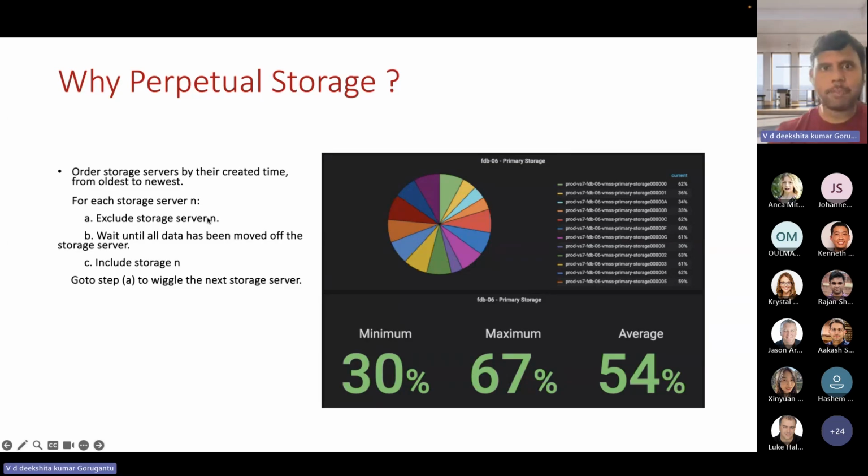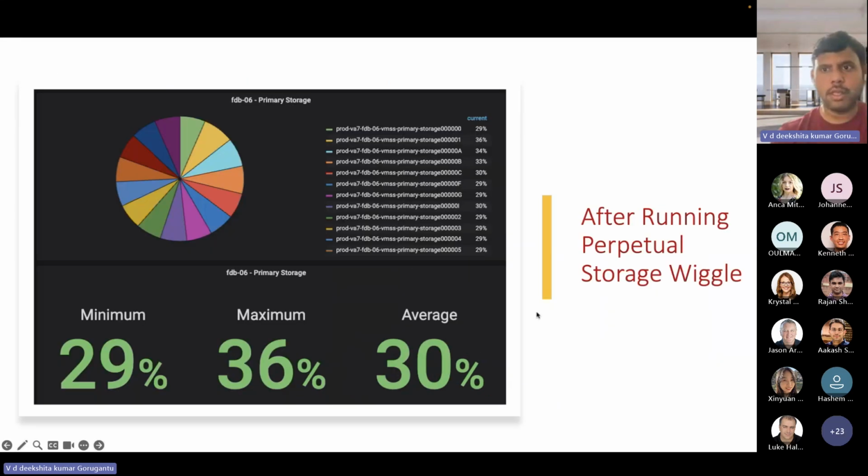After applying this configuration on all our production clusters, here you can see 30%, 67% uneven distribution. After applying it, the disk utilization came back to around 29%, around 30 to 36, with 5 to 6% of variation. So it helped in two ways. One is we got a lot of free disk space, and it also solved the problem of data skewness.